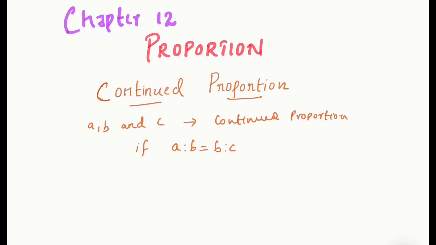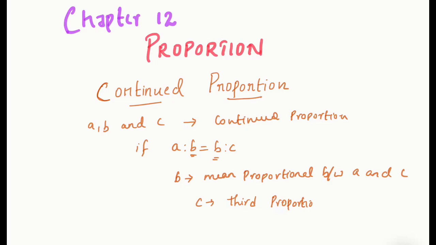Here the repeating term is B. So what happens to B? B is repeated, right? Repeating term is B and B is called as the mean proportional. B is the repeating term and it's called as the mean proportional between which terms? A and C. A is the first term and C is the third term. Okay. And C is called as the third proportional.